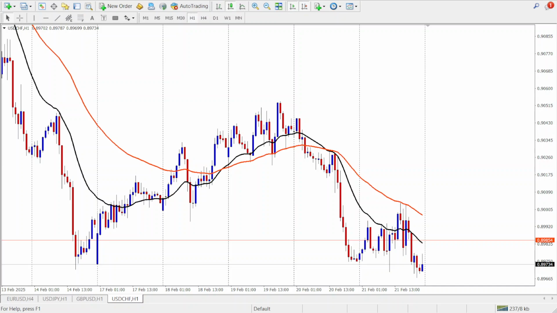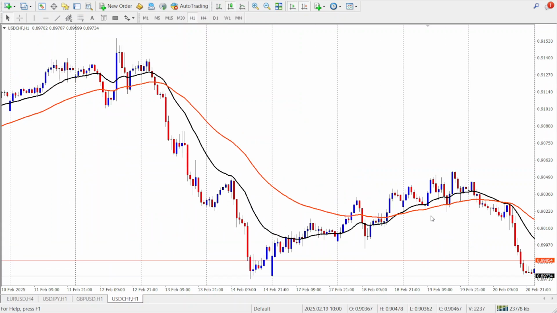Now let us get into the meat of the strategy, which is the signals. For a bullish signal, when the 21 period moving average crosses above the 55 period moving average, this is a bullish signal. It indicates that short-term momentum is moving upward, and it's a good time to consider entering a buy position.